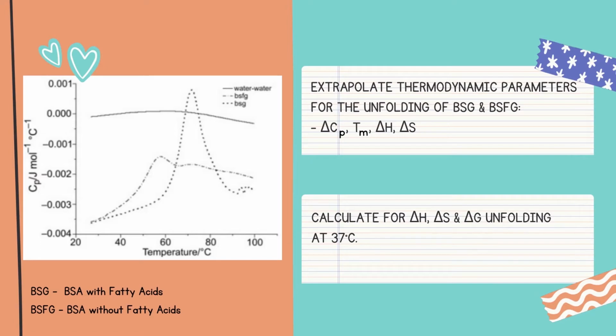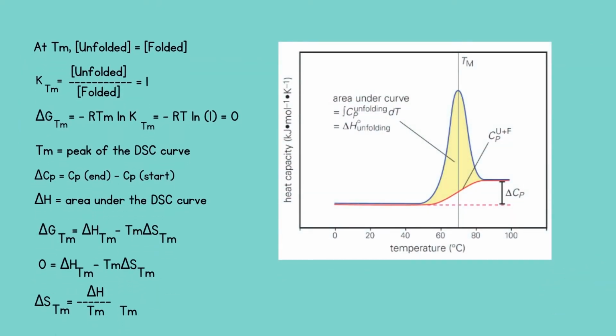We then extrapolated the thermodynamic parameters based on the graph and calculated their corresponding values at the physiological temperature, or at 37 degrees Celsius. At melting temperature, the folding and unfolding proteins are at equilibrium, meaning their equilibrium constant will be 1. Upon substitution to the Gibbs free energy equation, which is delta G of unfolding equals negative RT ln K, we will obtain a value of 0. Thus, Tm can be located at the peak of the curve where delta G is 0.